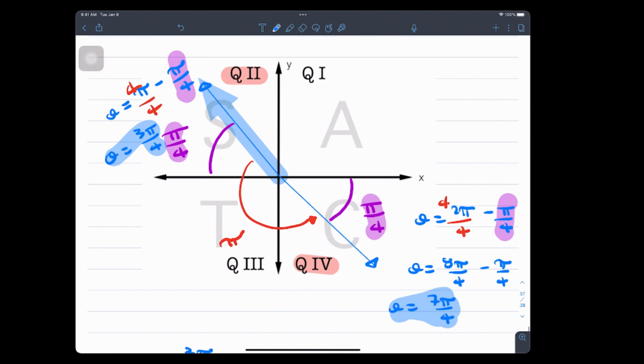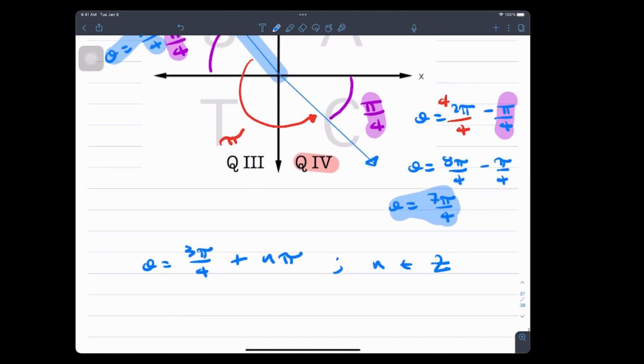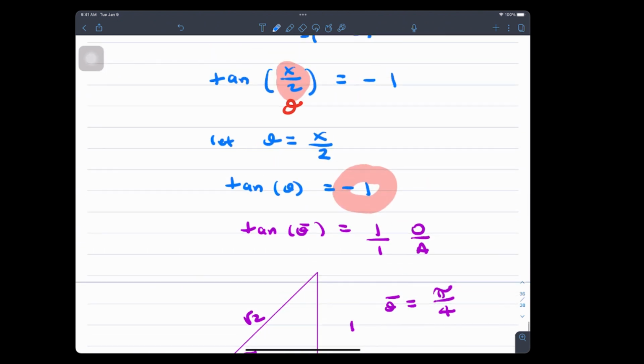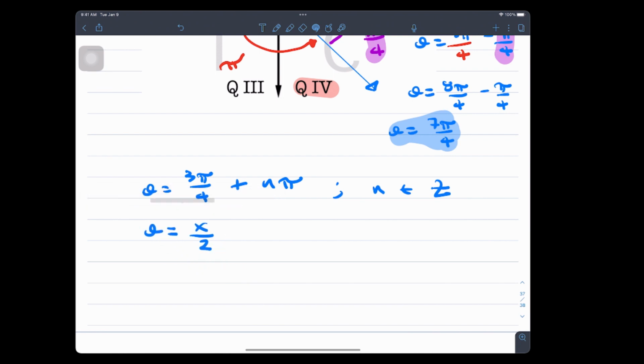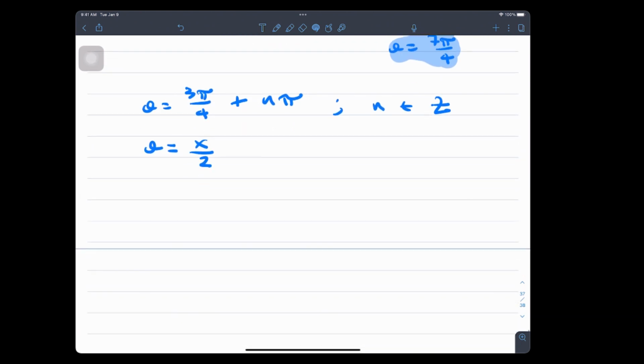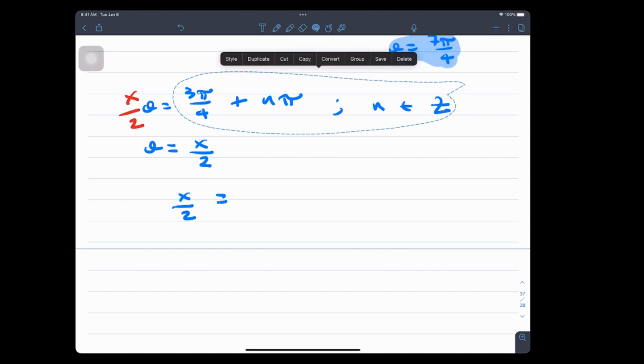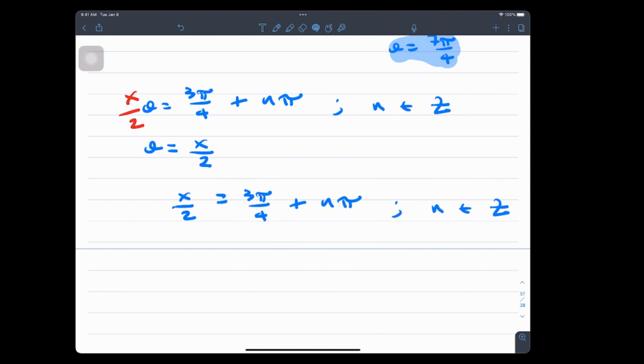Okay, you guys okay with that? Isn't that what you do before, right? So what's the difference now? The only difference now is theta is x over 2. We have to change the variable back. So I'm just going to say here, change it back, let theta be x over 2 like it was originally, okay? And all of what I write down here, I'm just going to copy and place it here.